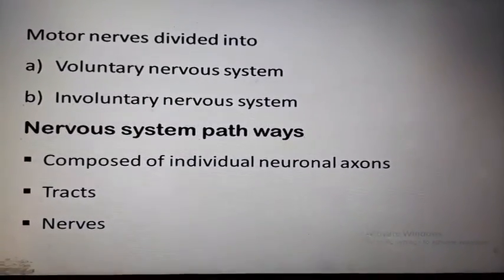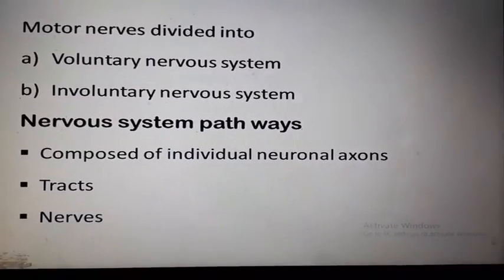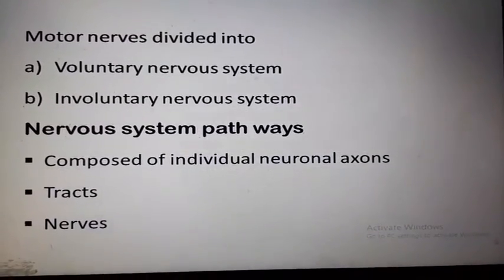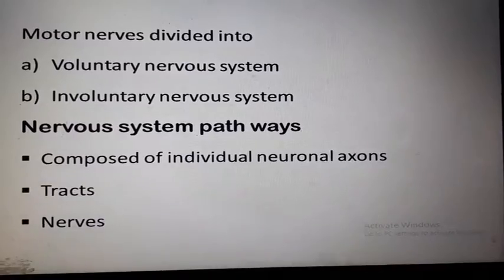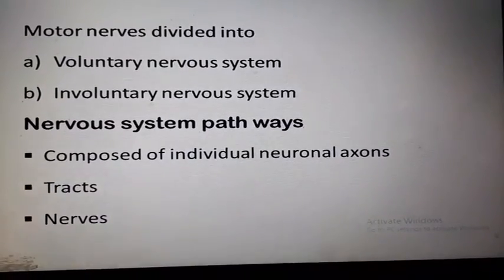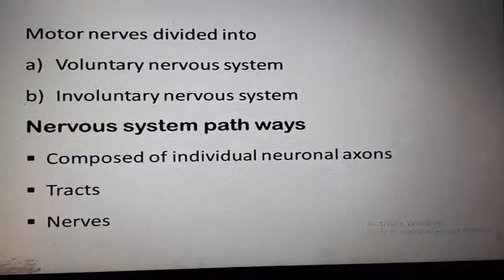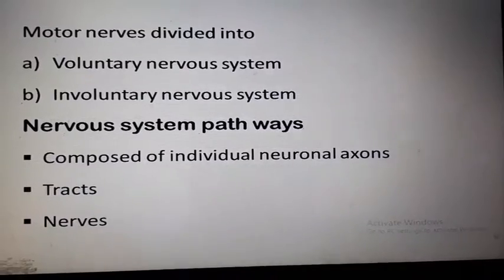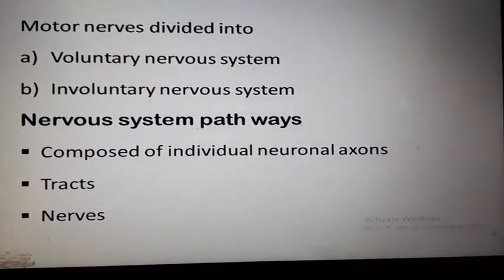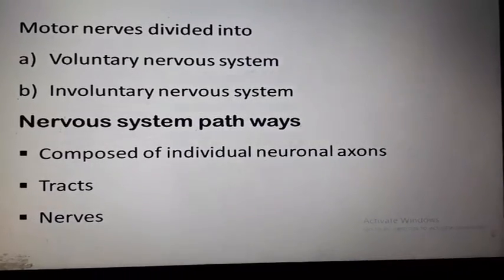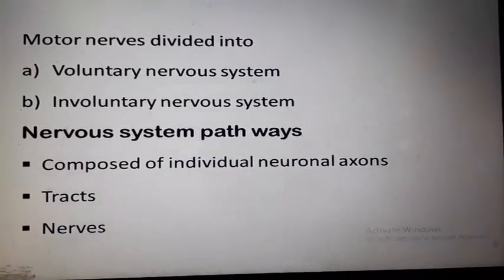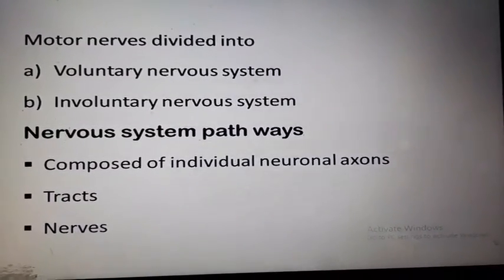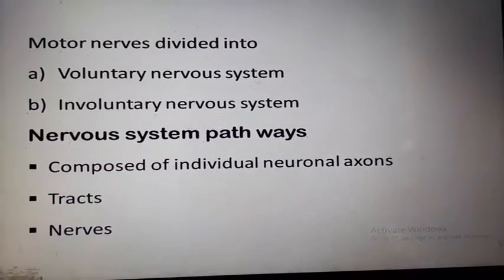Next is the nervous system pathways. The nervous system pathways are composed of individual neuronal axons. These are the tracts and nerves. They are bundled like the strands of a telephone cable. In the CNS, these bundles of nerve fibers are called tracts, and in the peripheral nervous system, they are called nerves.